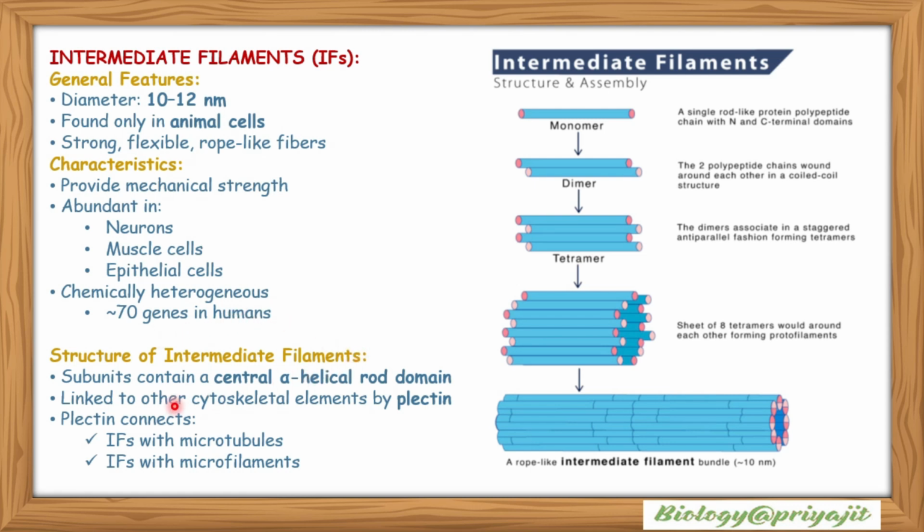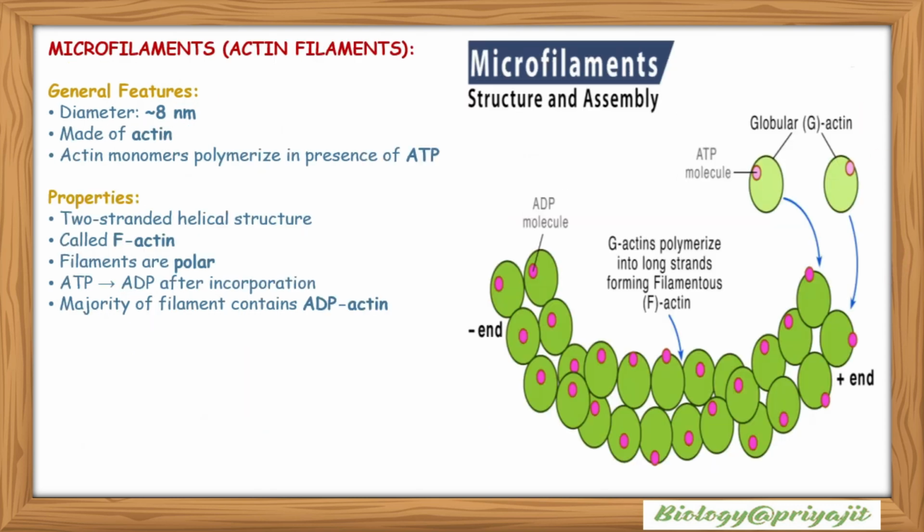Structure of intermediate filaments: their subunits contain a central alpha helical rod domain. They are linked to other cytoskeletal elements by the plectin protein. Plectin also connects intermediate filaments with microtubules, and intermediate filaments with microfilaments. This is the structure and assembly of the intermediate filament. This image shows the intermediate filament structure and assembly.